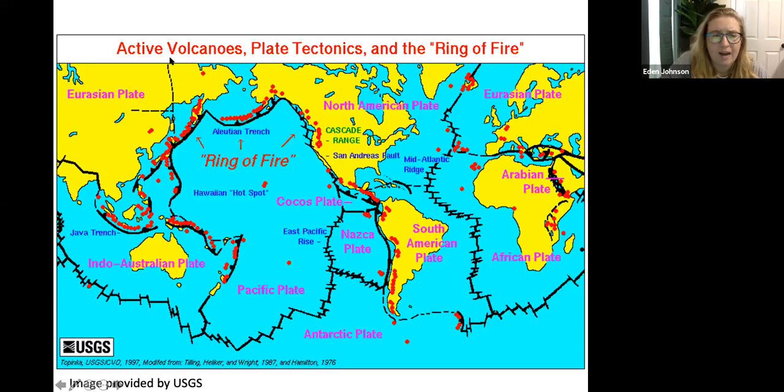All right, so you've got active volcanoes, plate tectonics, and the ring of fire. So here is your ring of fire, and basically you have all of these faults. We know of the San Andreas Fault. We have another fault that goes right by Memphis, Tennessee. That's going to be a bad one in, who knows, 100 years, 1,000 years. But you have all of these plates: the Pacific plate, Antarctic plate, African plate, all of these plates.